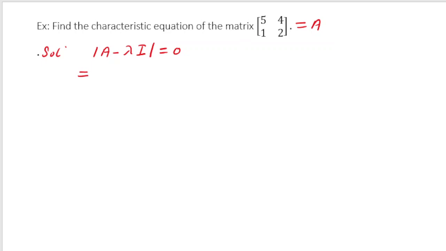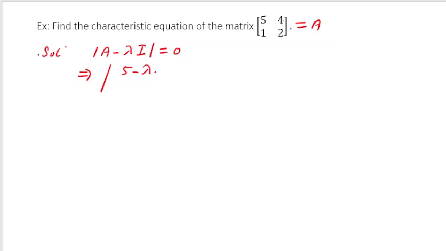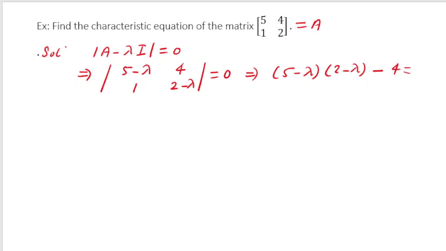If I have to evaluate the determinant, I will write 5 minus lambda, and I hope it is clear from this explanation that if you write A minus lambda I, you just subtract lambda from the main diagonal. So here I am subtracting lambda from the main diagonal, and here I will have 1, and here 2 minus lambda, is equal to 0. Now expand the determinant: (5 minus lambda) into (2 minus lambda) minus 4 is equal to 0.